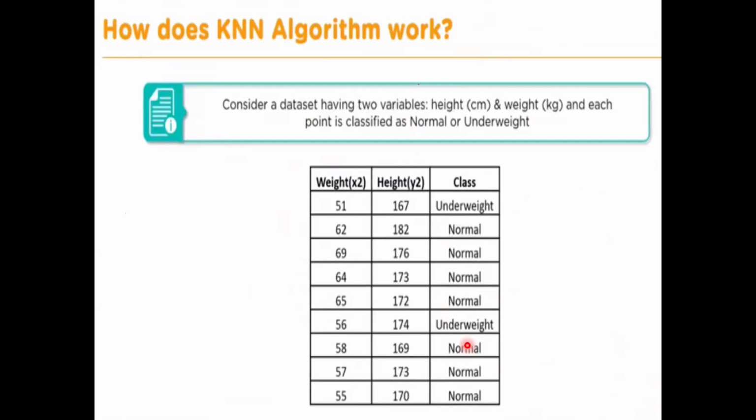So next, how does KNN work? Let's see the actual working of KNN. Consider a data set which has two variables, height in centimeters and weight in kg, and each point is classified as normal or underweight. This is what my data set is going to look like. Here weight, height, and class are my labels, and whatever values I give in the rows will be my row values. For weight, I have 51, 60, 167, and it is the underweight class. So this is my sample data set where I'm going to apply the KNN algorithm first.